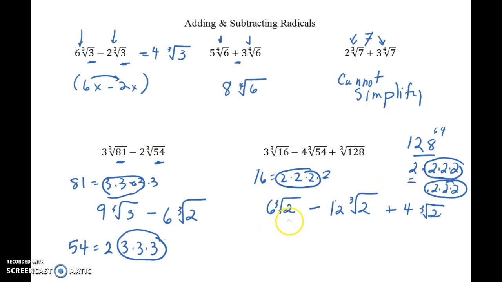Now everything is cube root of 2, so all I do is add my coefficients. 6 plus negative 12 is negative 6. Negative 6 plus 4 gives me negative 2 times the cube root of 2, and that's our final answer.